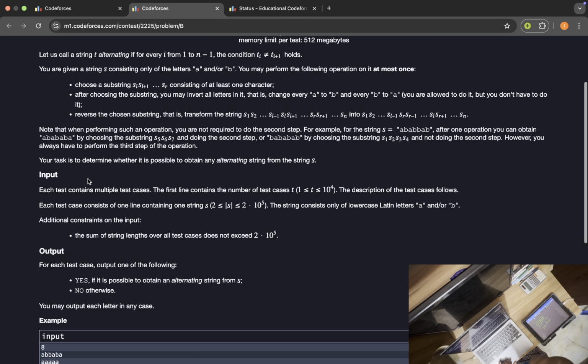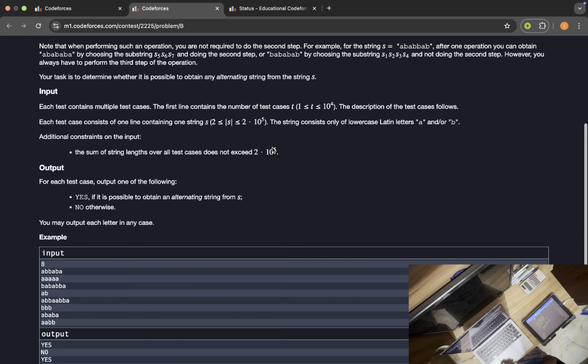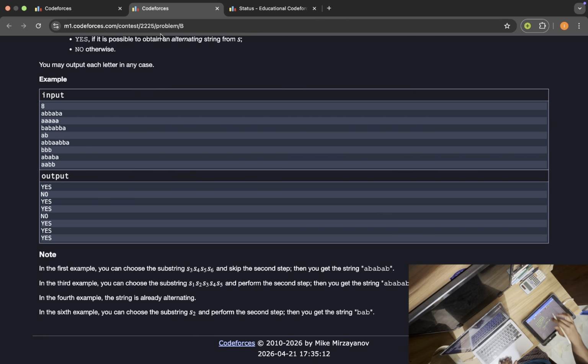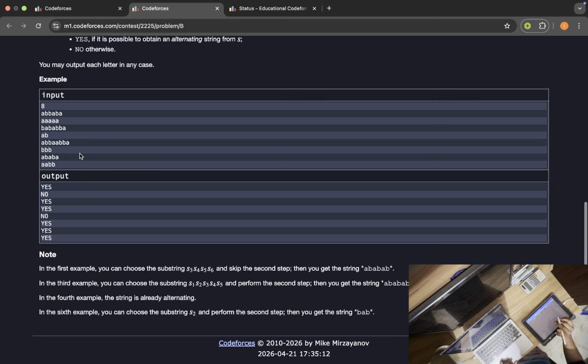Your task is to determine whether it is possible to obtain an alternating string from the string. Okay, it looks easy, I'm gonna say. So if I have some string, my operation is I can reverse them. This one is a problem.